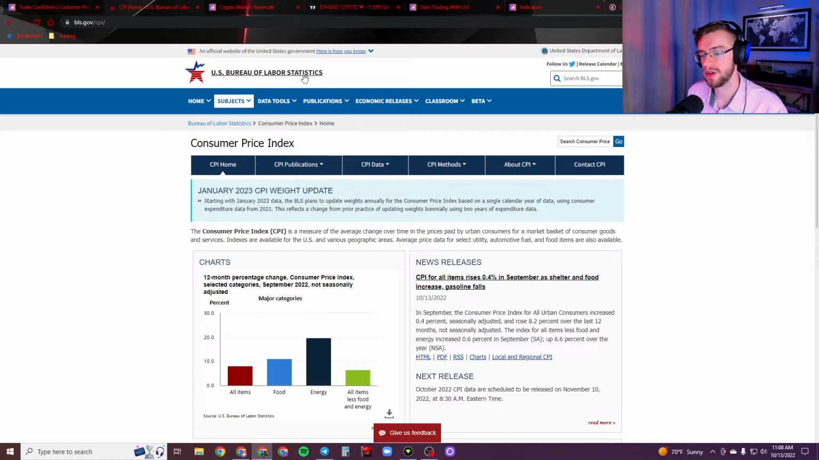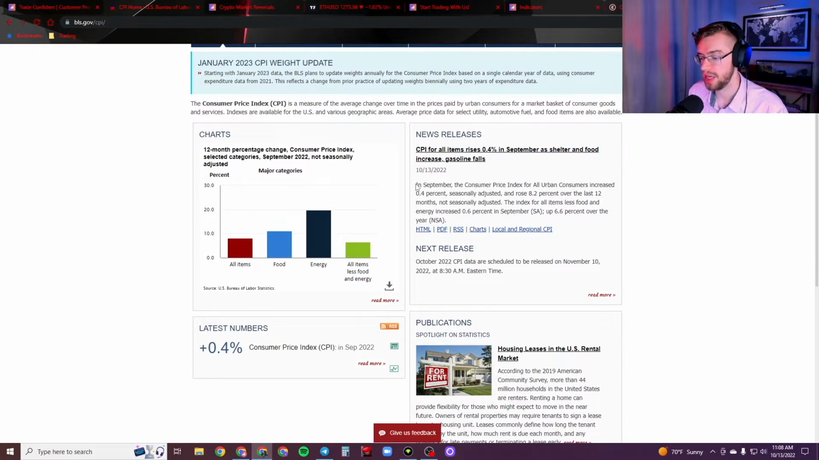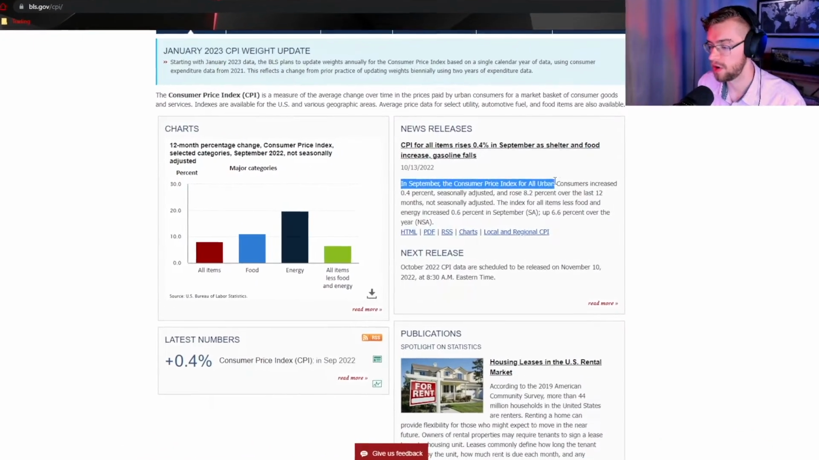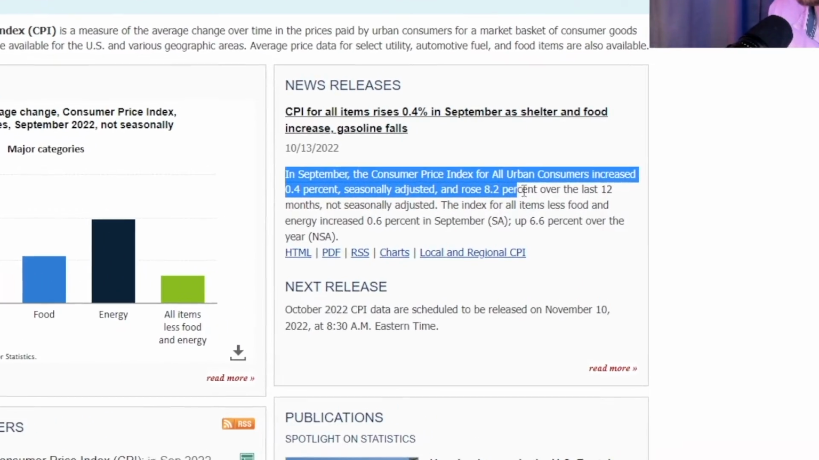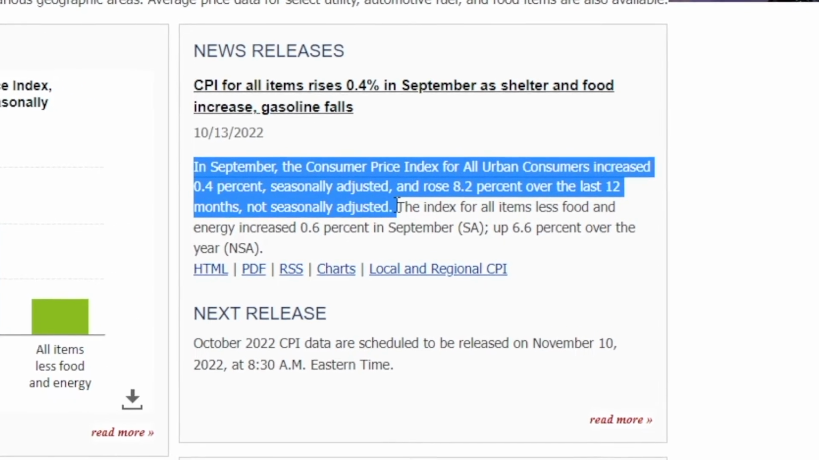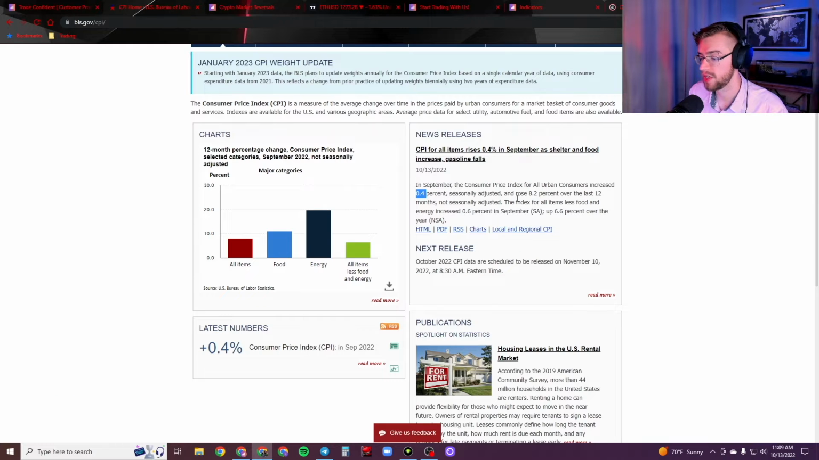Right now, I am on the U.S. Bureau of Labor Statistics website. This is where the information was actually released. In September, the consumer price index for all urban consumers increased 0.4% seasonally adjusted and rose 8.2% over the last 12 months, not seasonally adjusted. The index for all items less food and energy increased 0.6% in September, up 6.6% over the year. So this 0.4%, the 8.2% here, and the 6.6% right here are the numbers to pay attention to. And I am going to show an article more of what this looks like and what all these numbers mean.